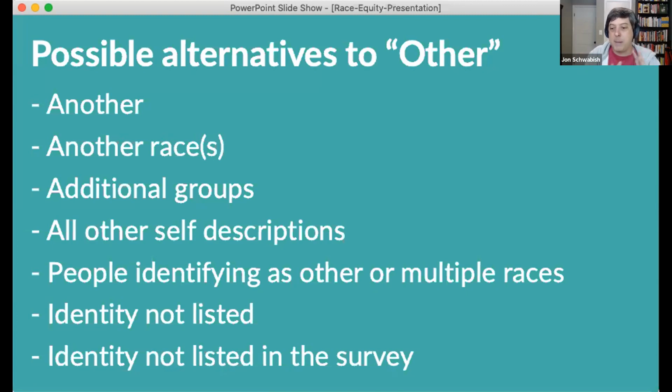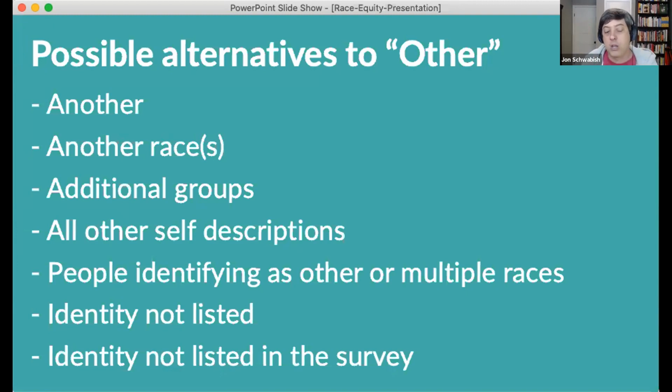Where I've come down on this personally, the technique or strategy I've started to use, and what we're recommending, is, if that bothers you, to use one of these other descriptions or another phrase that you think is better than the word other, and then to say in the text or the table or in a footnote, we're using the phrase all other self-descriptions, which is factually true, right? Still factually true.